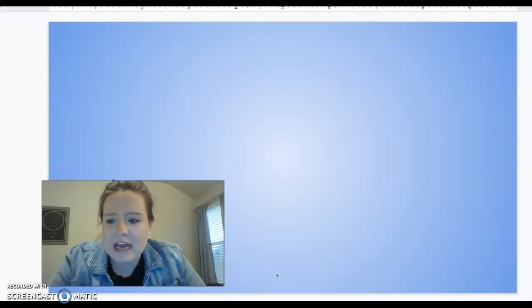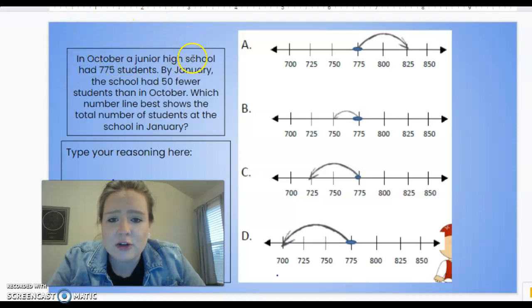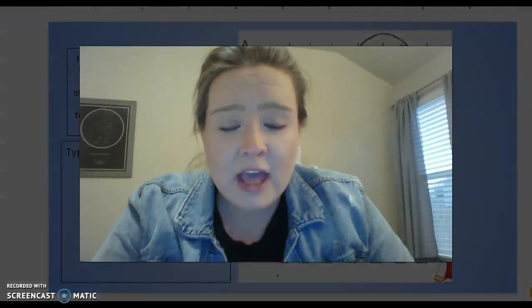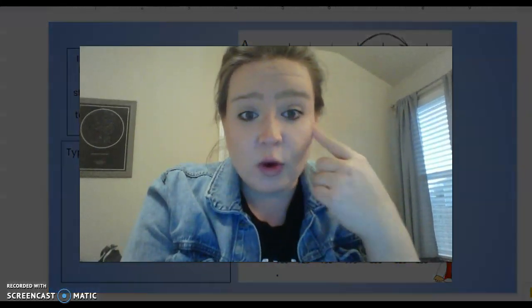Here is another number line. In October, a junior high school had 775 students. By January, this school had 50 fewer students than October. By January, they had fewer students. Think about that one. Which number line best shows the total number of students at the school in January? Okay, so there's only one problem that you guys have to do work for.